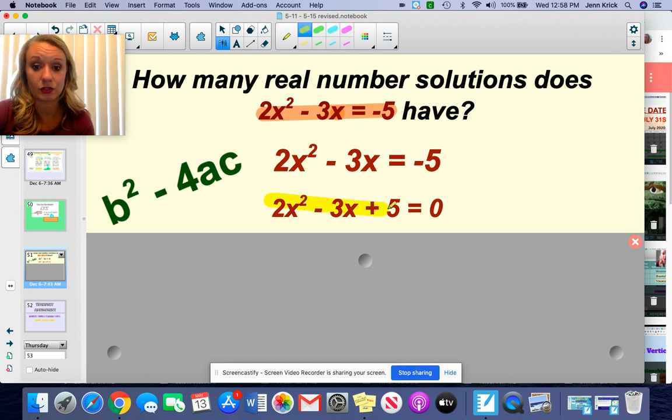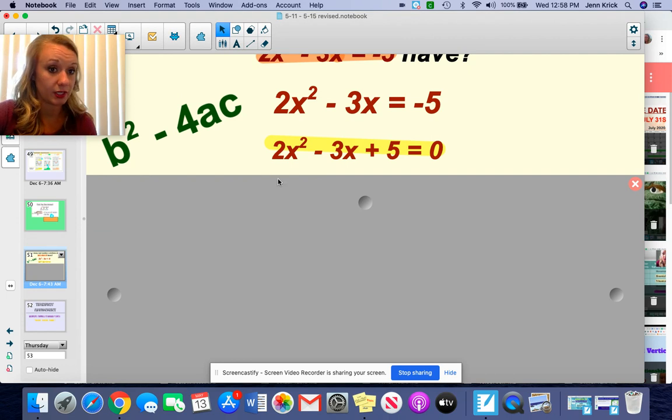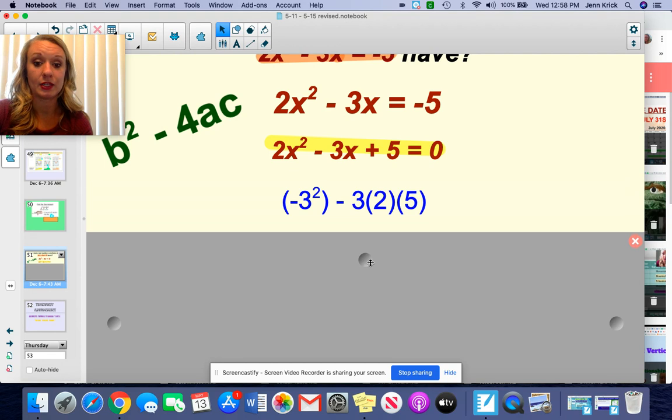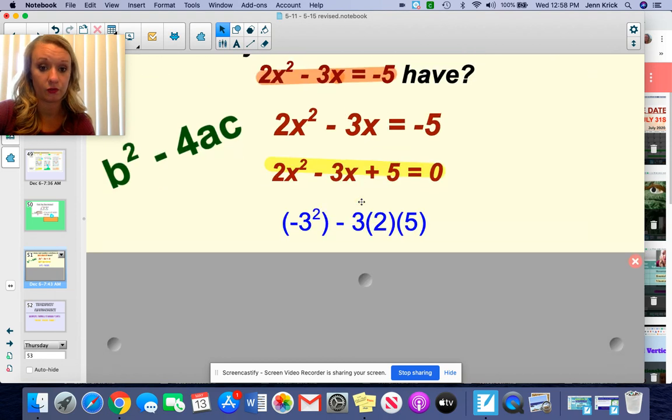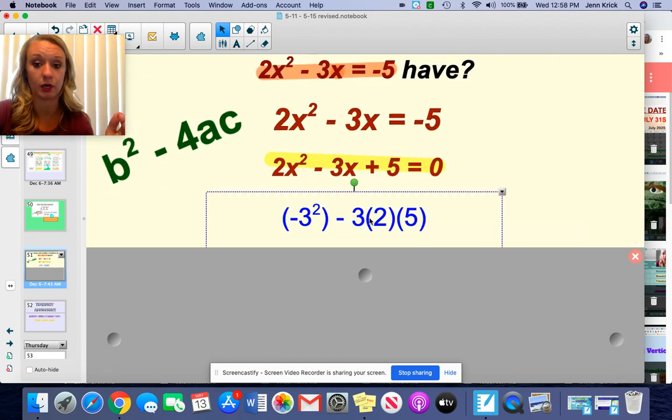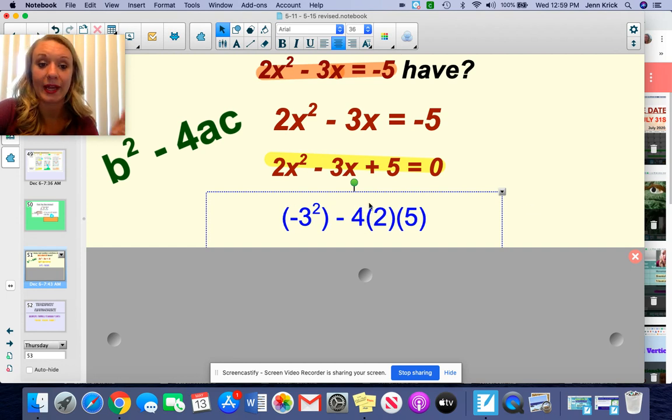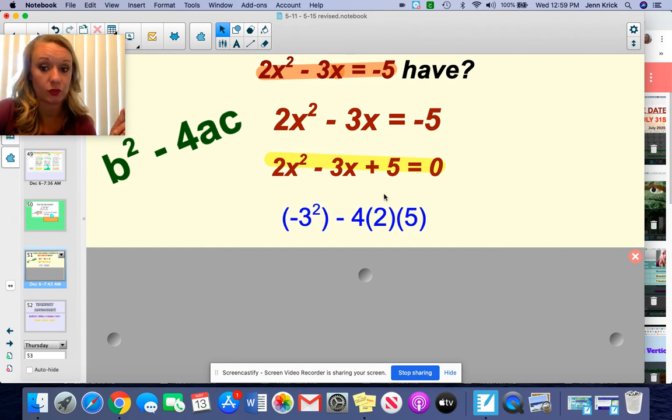I've got 2x squared minus 3x plus 5. I'm looking for the discriminant because I just want to know how many real solutions there are. So I'm just going to plug it in for b squared. B is negative 3, minus 4. Okay, so that was wrong. My bad. Sorry. Minus 4 times a, which is 2, and then times c, which is 5.